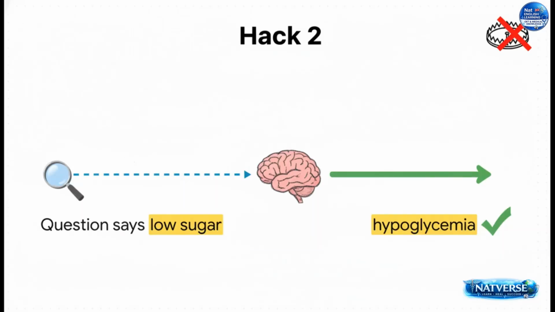Let's look at hack 2 in action really quickly. You absolutely must train your eyes to scan for exact synonyms in the text, rather than the literal question word. For example, if the question asks about low sugar, your eyes shouldn't be looking for the word low. Your brain should automatically be hunting for hypoglycemia. The test writers deliberately use paraphrasing to slow you down. By anticipating these synonyms, you bypass their traps entirely. It's a total game changer.